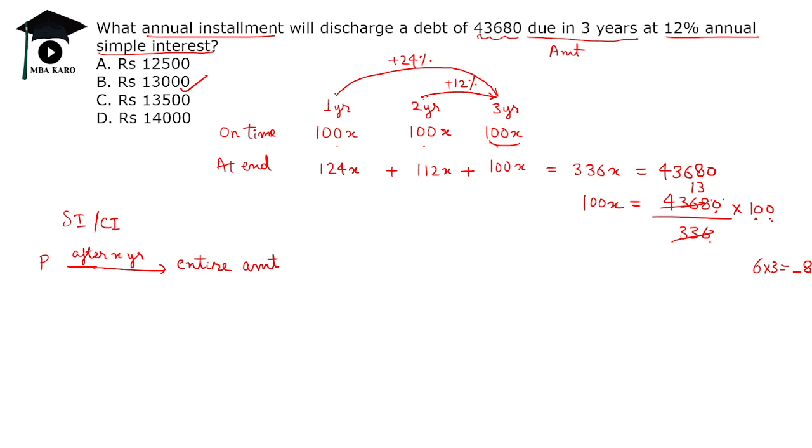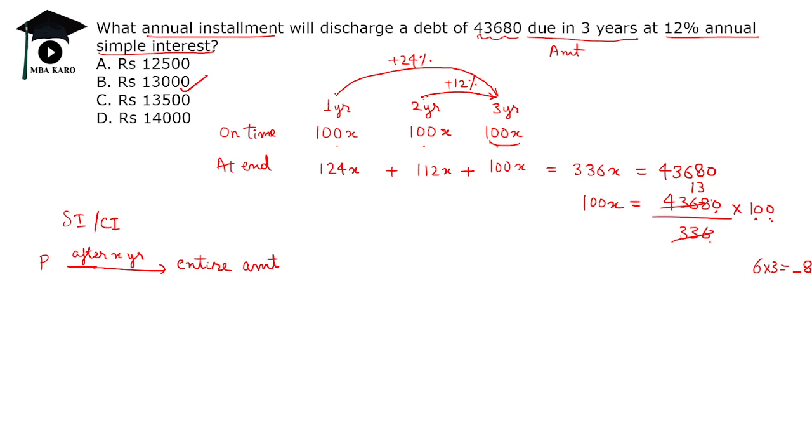If you develop this ability, then you are far, far better than 99% of the aspirants, because they keep a calculator. If it is CAT, they will start using the calculator. If it is some other examination, they will skip the question. Now we see the answer as 13,000. So this is the process of solving installment based questions.